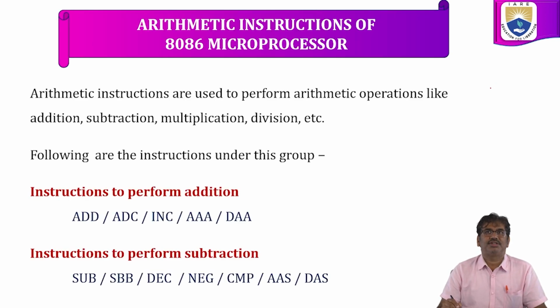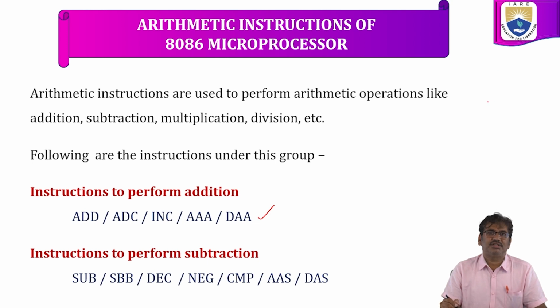Arithmetic instructions in 8086 processors are used to perform arithmetic operations like addition, subtraction, multiplication, division, etc. The following are the instructions under this group. For performing addition, we have the instructions ADD, ADC (add along with the carry), INC (increment), AAA (ASCII adjust after addition), and DAA (decimal adjust after addition). These instructions we already discussed in the previous session.